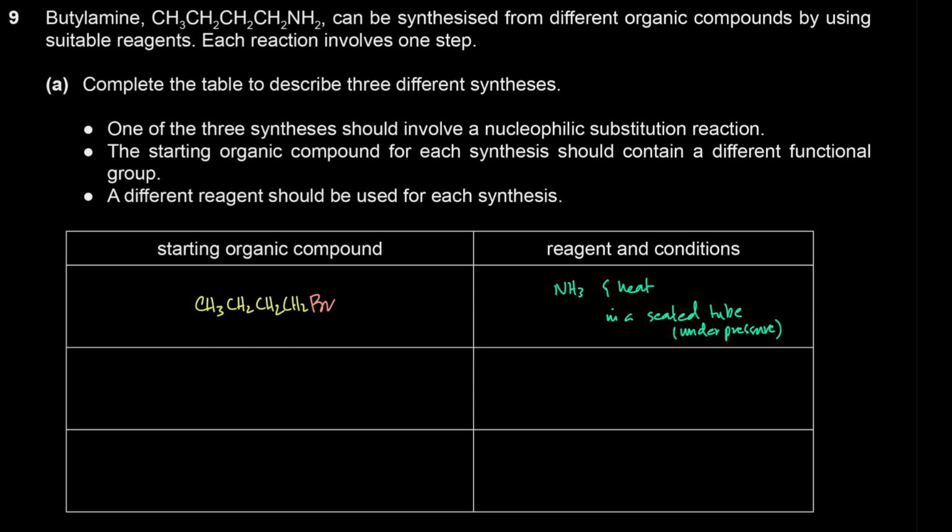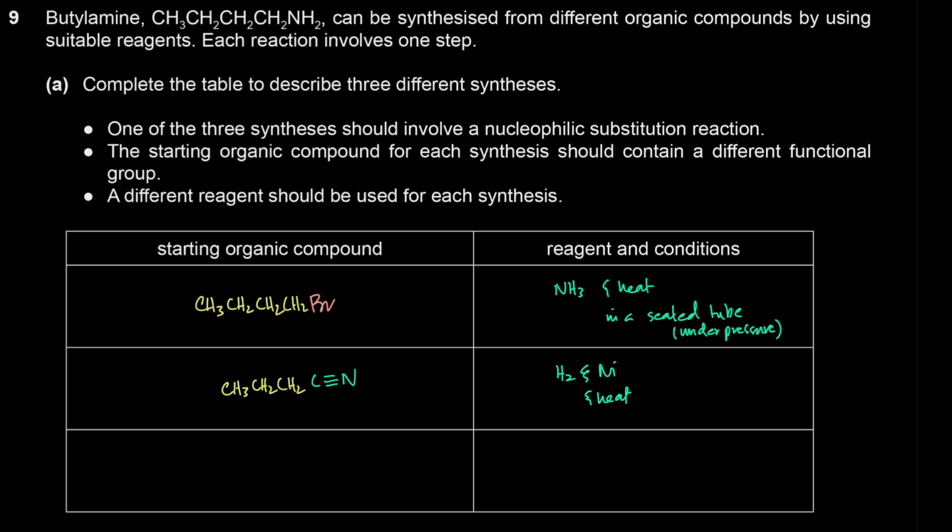Now someone mentioned that we can also reduce nitriles to form butylamine, and that is true. We can use something like butane nitrile, so we have CH3, CH2, CH2, and then a C triple bond N. If we reduce that nitrile by using hydrogen and nickel catalyst and heat, we can convert that nitrile into an amine. Here you can also use lithium aluminum hydride as your reducing agent.